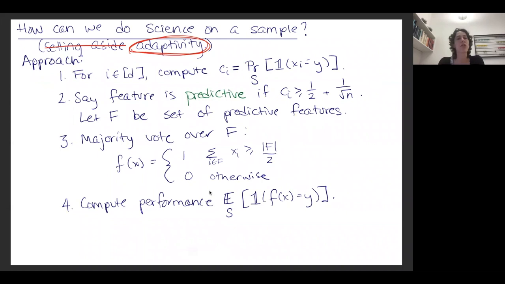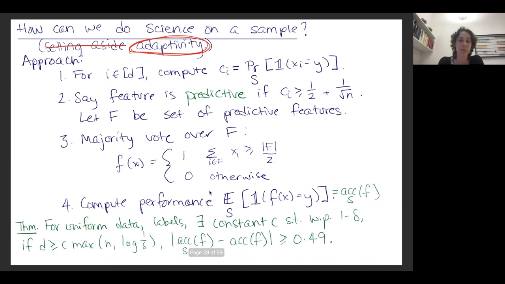So now let's try to understand the performance of our classifier. Let's think about the performance in two different ways. Let's compute its performance on the data sample and let's compute its performance on the underlying distribution. And the bad news is this. Say we take uniform data and labels. There exists a constant C such that with probability one minus delta, if the number of columns of your data set exceeds basically C times n, then the difference between the accuracy on the sample and the accuracy on the underlying distribution is going to be basically as bad as possible. It's going to look great on the sample and it's going to be random garbage on the underlying distribution.